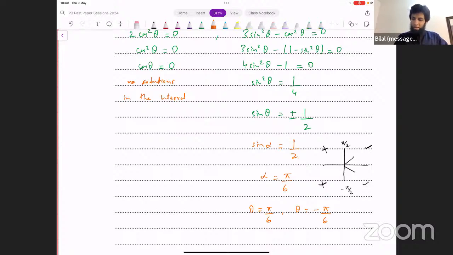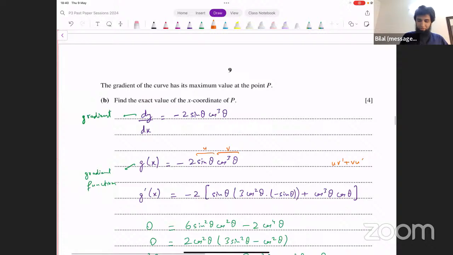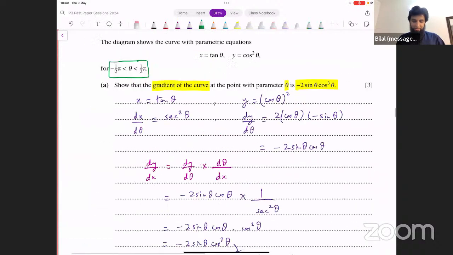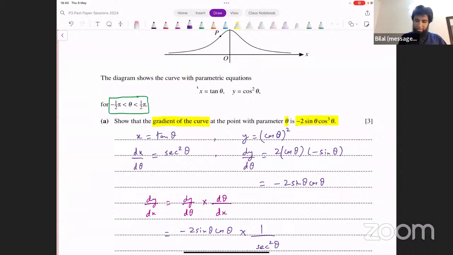Okay. Now, the question says find the exact value of x coordinate of P. The final answer that we want has to be only one answer, right? Because it says exact value. There's no plural here. You need to have one answer. Now you have two values of theta. Let's see what x is. X is equal to tan theta.